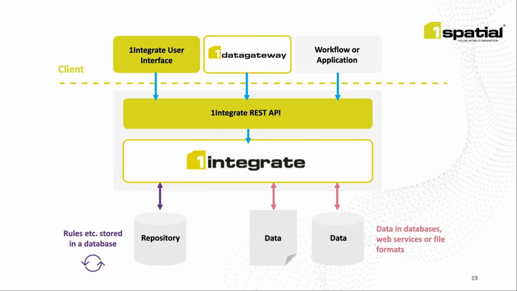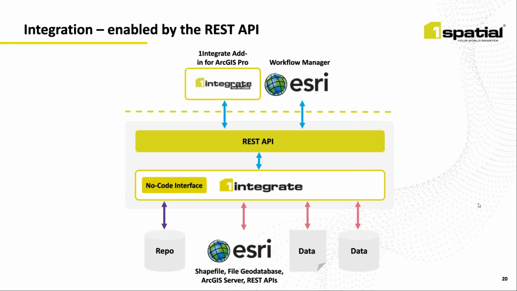And then equally, because we have the REST API, 1Integrate can connect in with any other workflow or application. So that might be custom code, a custom workflow. It might be a tool like FME Server, or really any other application that can talk to a REST API. So I'm just going to give a couple of examples of how it can integrate.